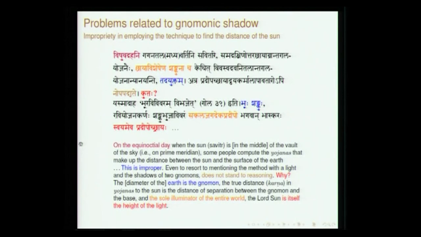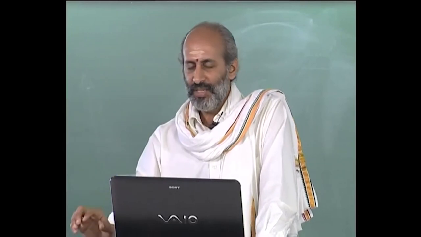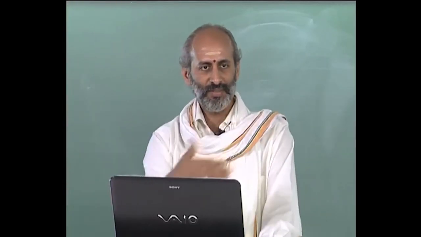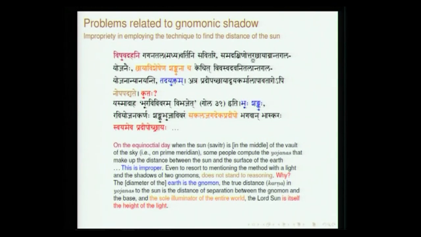Vishuva Dahani. Vishuvat means a certain day, actually referred to as the equinoctial day. The sun moves from the equinox towards the north and then again towards the south. This is what we call Uttarayanam, Dakshinayanam and so on. But suppose you conduct the experiment on an equinoctial day. He says Gaganatala Madhyavartini Savitari, Savita is the sun. So imagine that the sun is exactly on the prime meridian. When the sun is on the prime meridian, the shadow will be exactly in the north-south line. Gaganatala Madhyavarti Savitari Samadakshinottara Chayagrantarala Yojanaihi, Chaya Visheshena Shankunacha.